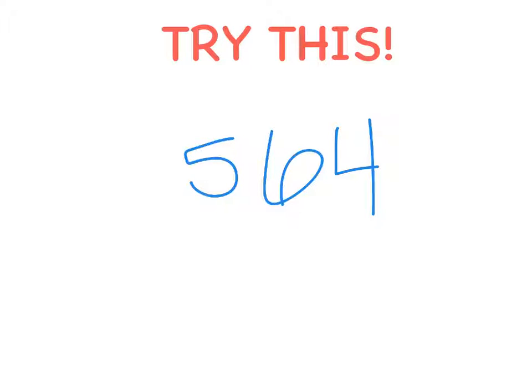I want you to go ahead and try this problem. Please use whichever method you feel the most comfortable with and prefer, or go ahead and try both of them and see if you get the same answer. The problem that I'd like you to try is 564 divided by 5. Good luck!